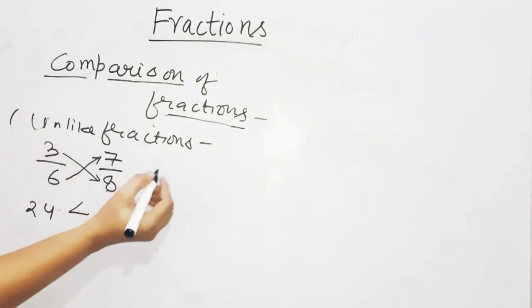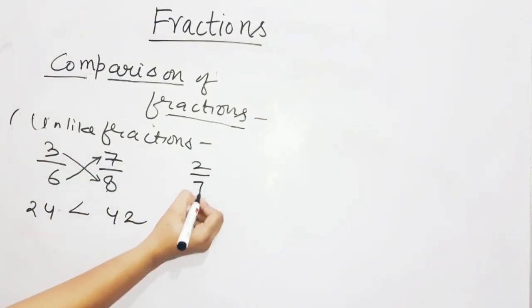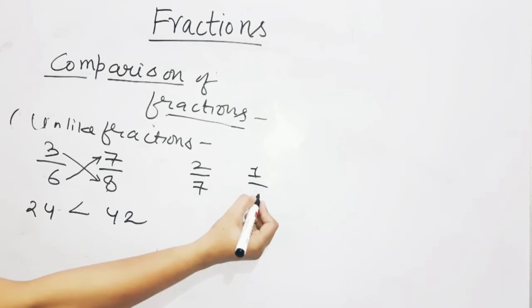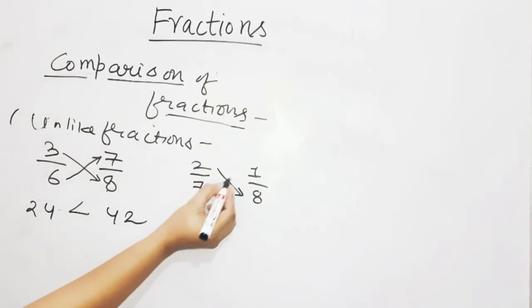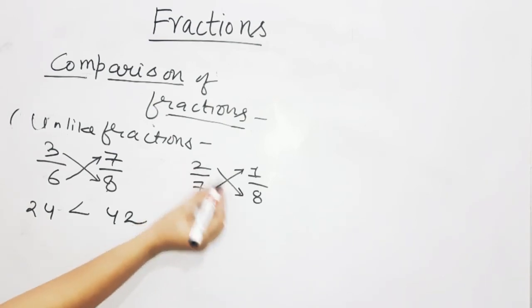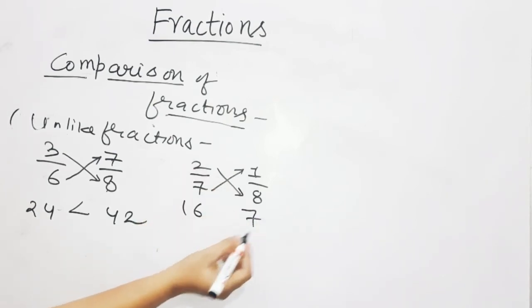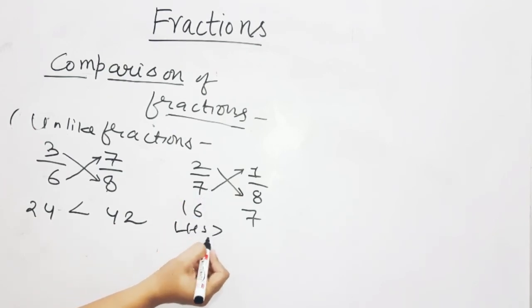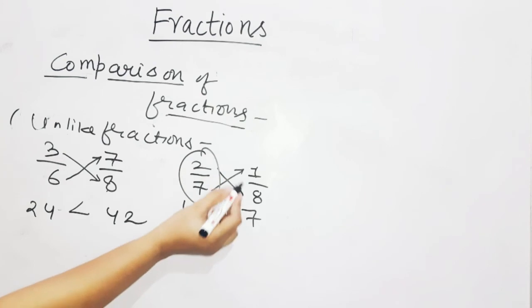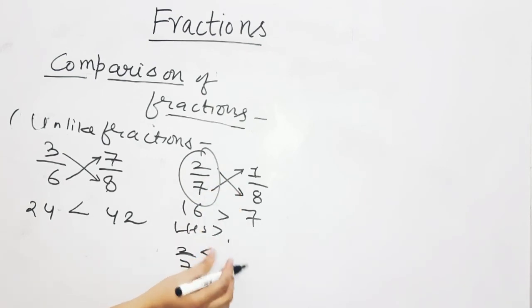So the next example which I am going to take is 2/7 and 1/8. Now you have to compare these two fractions. Both the numerator and denominators are different. So what you have to do? Cross multiplication. See, I am doing the cross multiplication. 2 8s are 16 and 7 1s are 7. So obviously this left hand side is greater than the right hand side. That means 2/7 is greater than 1/8. Understood? So I hope it is clear now.